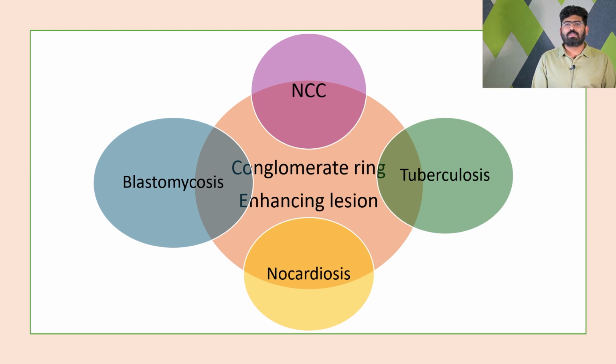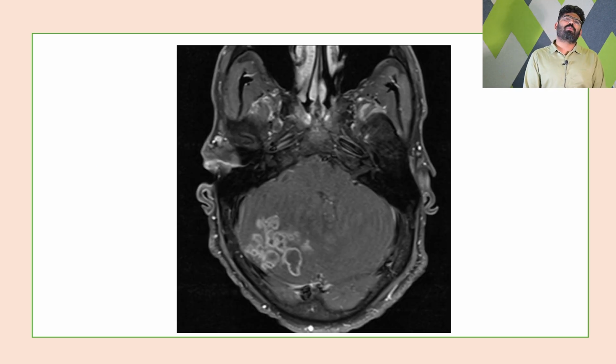Tuberculosis and NCC are the most commonly seen, and blastomycosis and nocardiosis are less common. But mostly you can see tuberculosis conglomeration lesions. This is a case in the right cerebral hemisphere. You will see multiple ring and irregular ring enhancing lesions which are conglomerated and show surrounding edema and effacement of the fourth ventricle with obstructive hydrocephalus, and this is a case of tuberculosis.